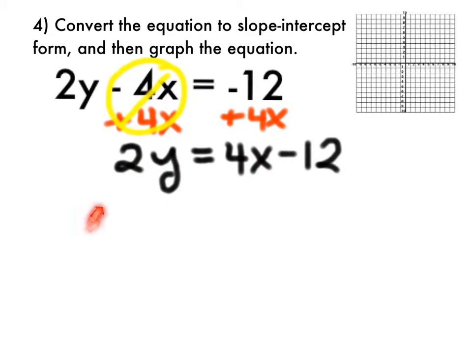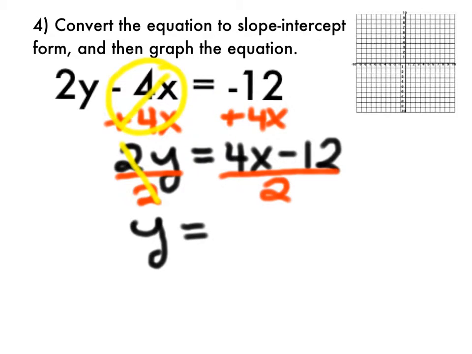Now the final thing to eliminate is this 2 that's being multiplied by y, 2y. And in order to eliminate that, I have to divide both sides by 2. So I'm going to divide the left side of the equation by 2, and everything on the right side also gets divided by 2. The result is that multiply by 2 and divide by 2 cancel, and on the left I have y, and on the right 4x divided by 2 is 2x, minus 12 divided by 2 is 6. So now I've got my equation in slope-intercept form.